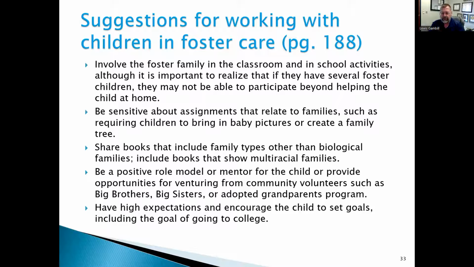Have high expectations and encourage the child to set goals, including the goal of going to college. Now on this, I'm going to differ with the authors. Going to college is not for everyone, and it doesn't mean that a person isn't successful if he or she doesn't go to college. The prime example would be my brother, who barely got out of high school, but he always wanted to be an electrician.